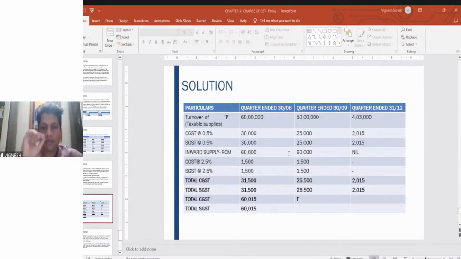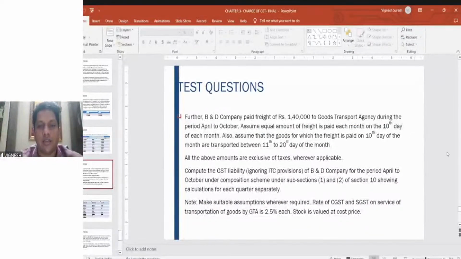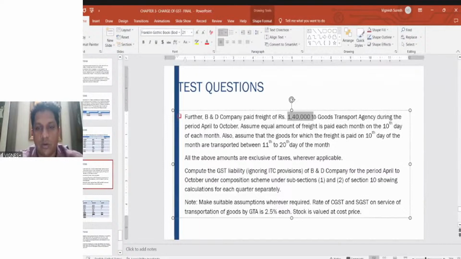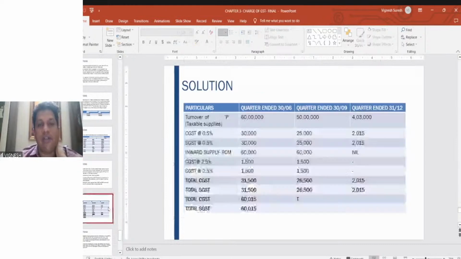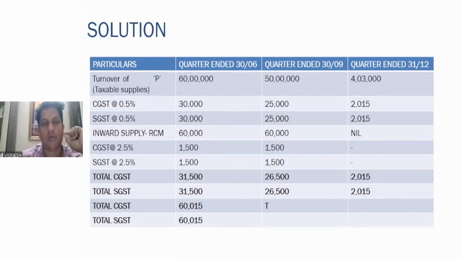Therefore, the inward supply for 3 quarters has been taken into consideration here. That is April, May, June, July, August, September, October. So how we got this is 1,40,000 is the freight which is paid for the period April to October. So for 7 months, it comes to 20,000 per month. So here we are calculating per quarter. So 3 months in this quarter, 3 months in the next quarter have to be taken into consideration. Total 1,40,000 is the amount paid to the GTA. 1,40,000 divided by 7 months is 20,000 per month. So for the April, May, June quarter, it will be 60,000. July, August, September, it is 60,000.